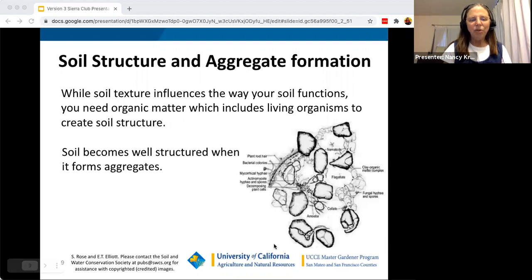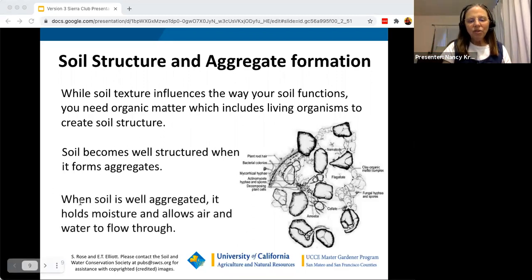This is an up-close drawing of one aggregate. Notice how it is a combination of minerals, microbes, plant roots, as well as pore spaces where air and water can flow through. In a well-structured soil where you have many aggregates, not only are there pore spaces within that aggregate, but you've got several aggregates, and they don't fit tightly together. When they come together, they leave gaps that also create pore spaces. So again, air, water, and plant roots can easily move through.